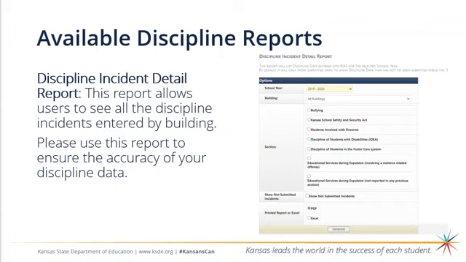Users have until June 30th to reopen their discipline data collection and correct the data before submitting. After June 30th, you will need to contact me via phone or email to reopen the discipline data collection for revisions if they're needed.